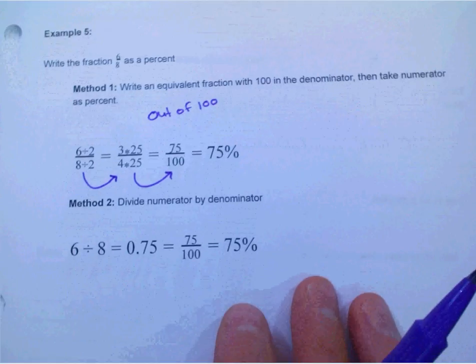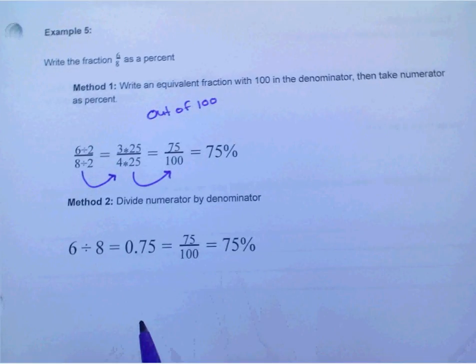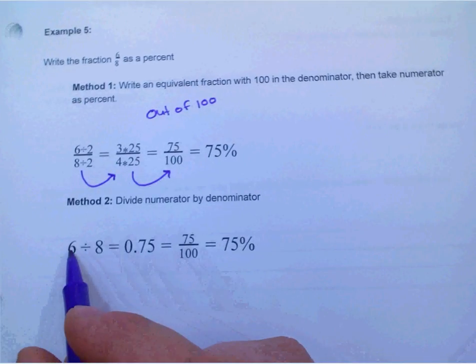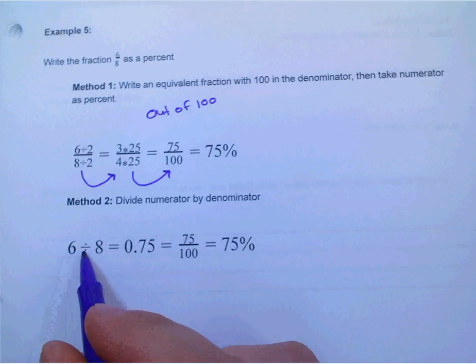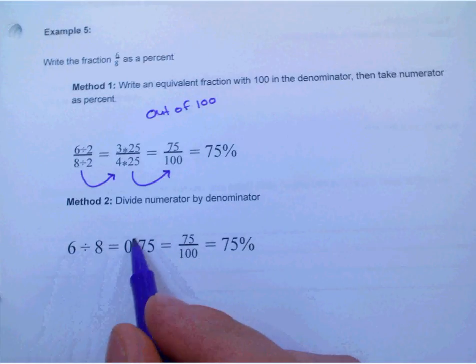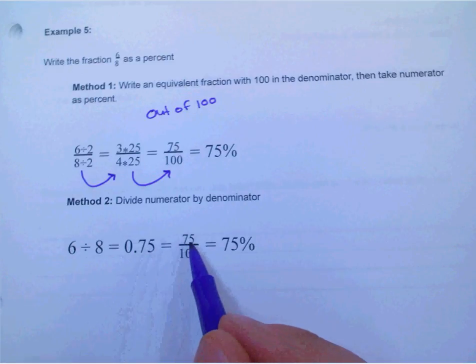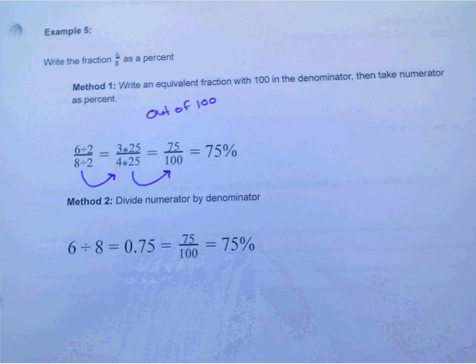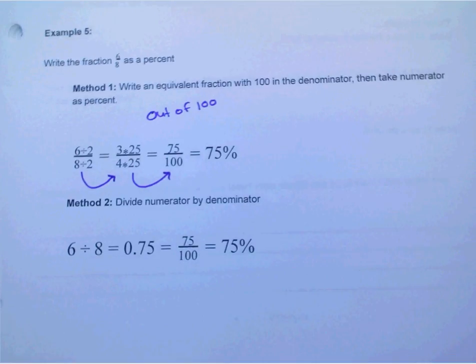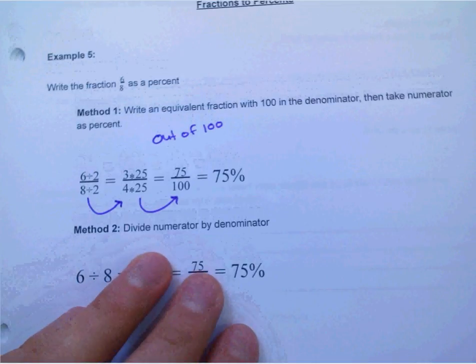Our second method, very similar to before, is turning it into a decimal, dividing 6 divided by 8, which is 75 hundredths. 75 hundredths is 75 over 100, which is 75%, which is out of 100.